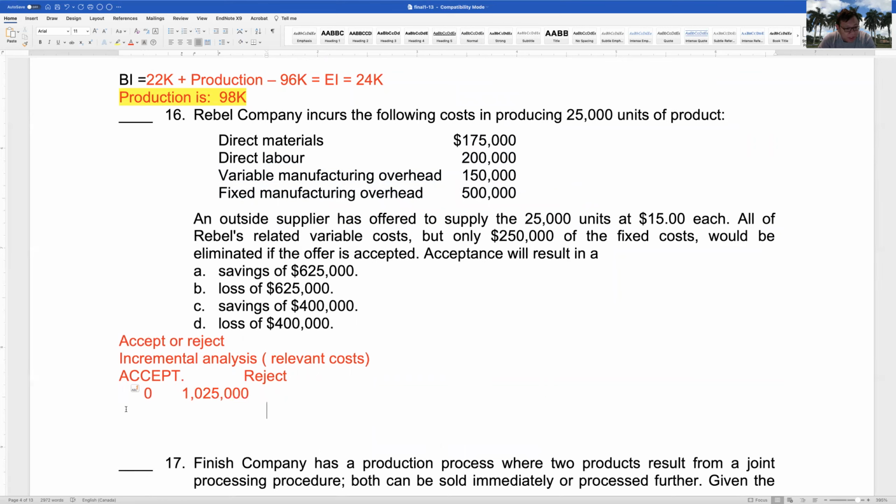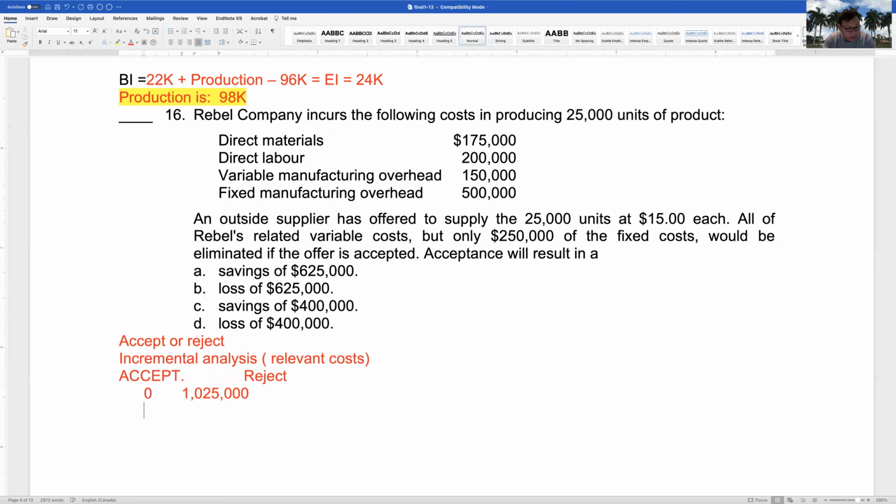you have to pay, right? You have to pay. How much do you pay? You pay $15. You're going to purchase 25,000 units, each at 15. So this gives me what? 25 times 15, 25 times 15, 375,000, okay.